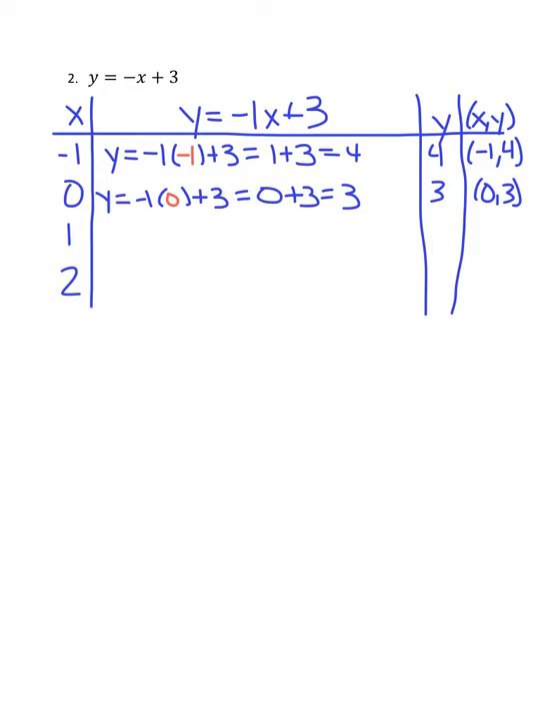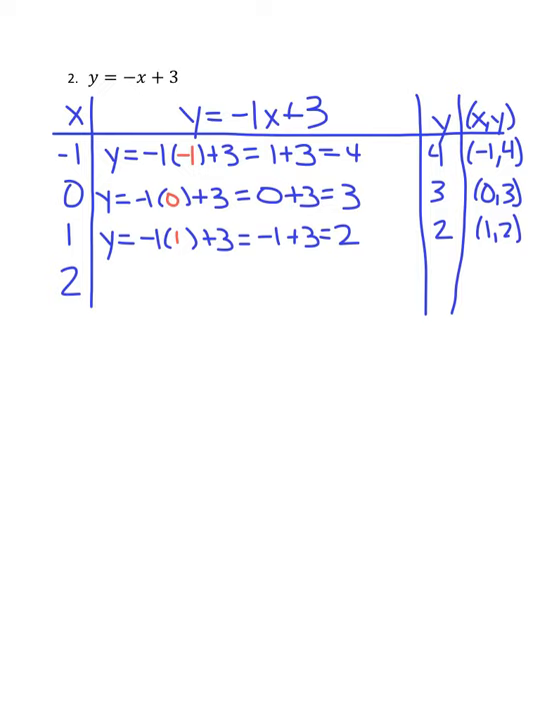Right? Now we're going to solve when x is 1. So y equals -1 times 1 plus 3. So it's -1 plus 3, which equals 2. So y is 2. So when x is 1, y is 2.